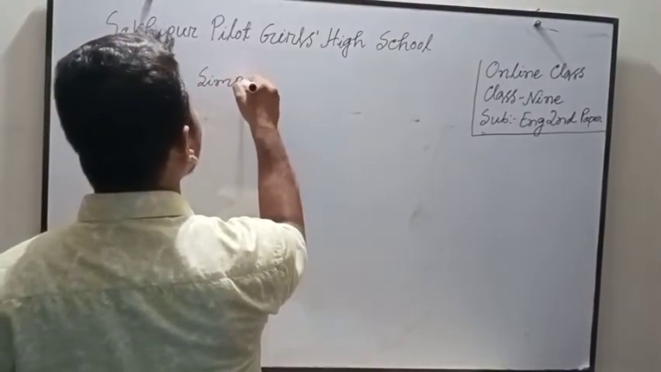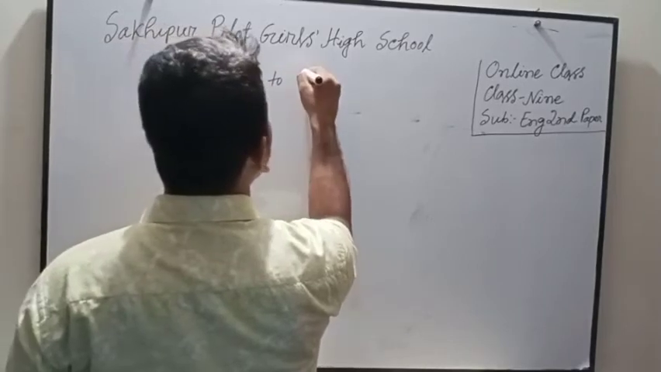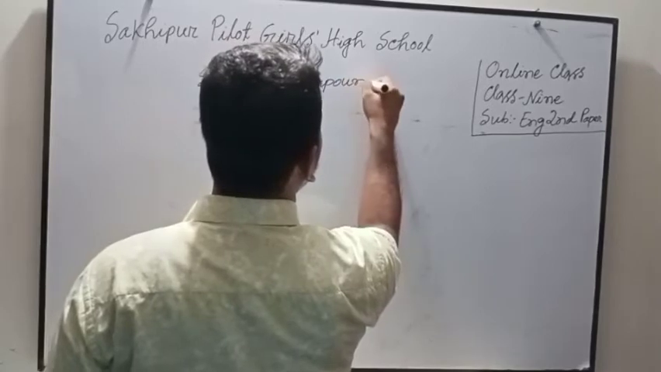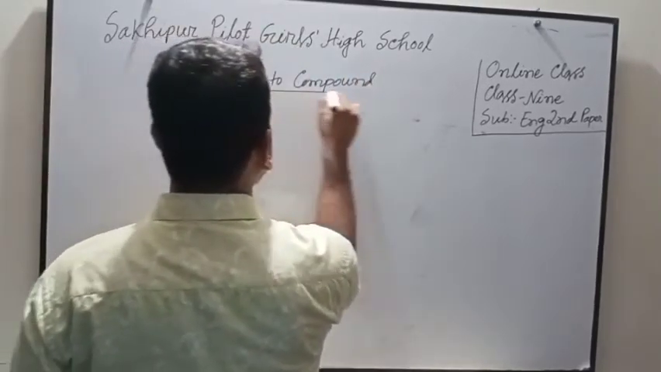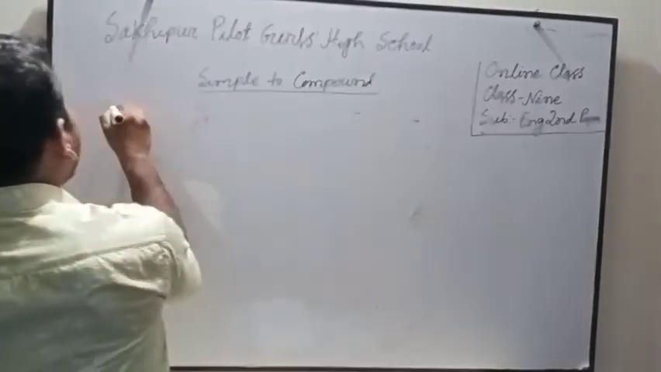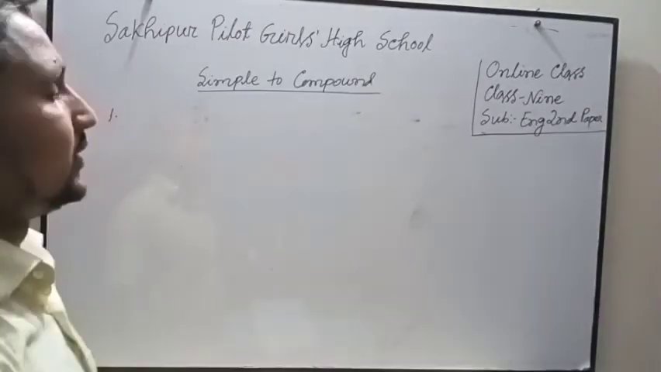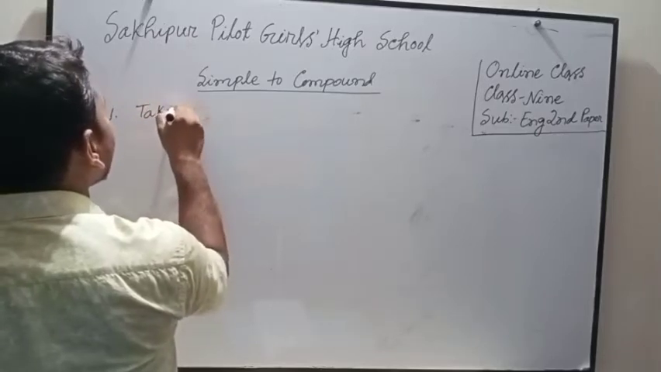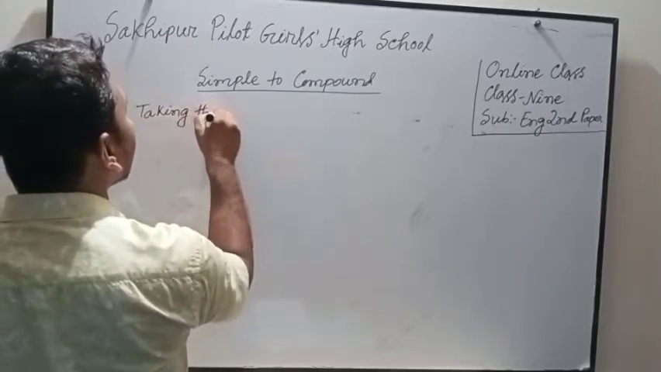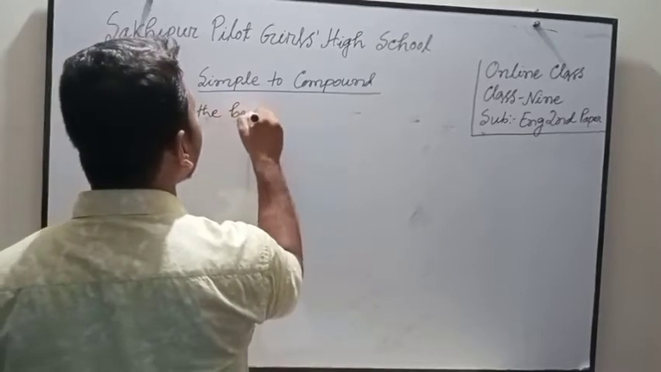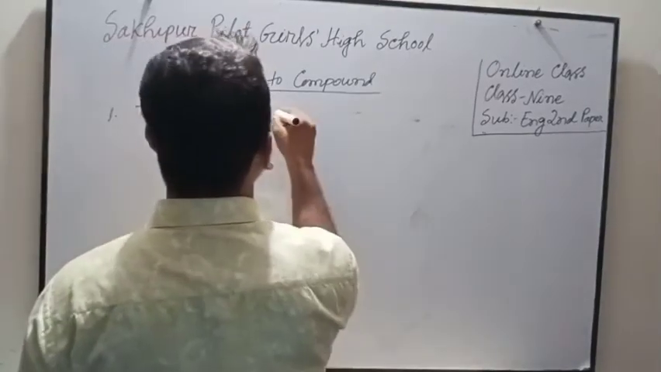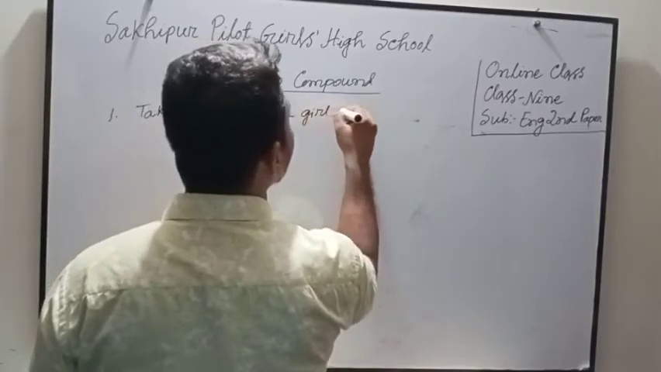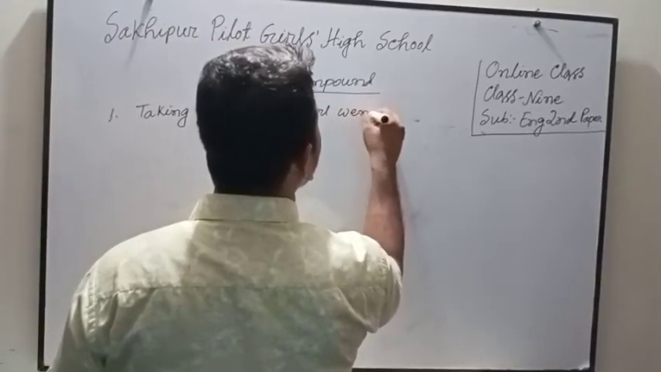How can we change a simple sentence into compound? Rule 1. Taking the bag, the girl went away.